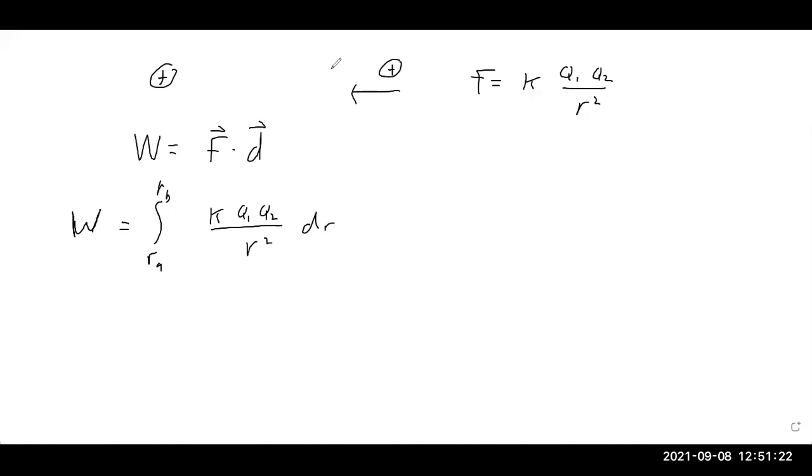Where I'm making things simpler by saying we're not taking this path. We're just taking the straight line path. It doesn't end up making a difference, because moving around it in a circle does no work. It's conservative, so any path that you get there will be the same.